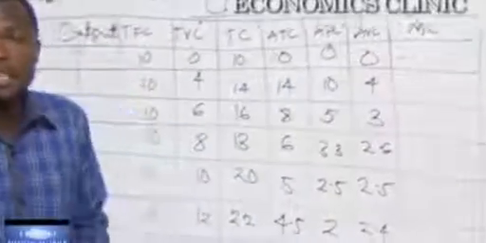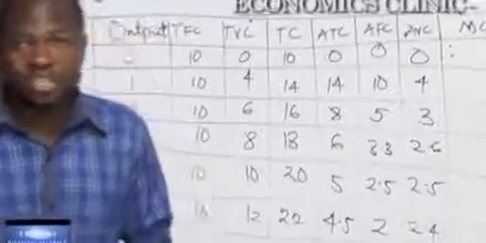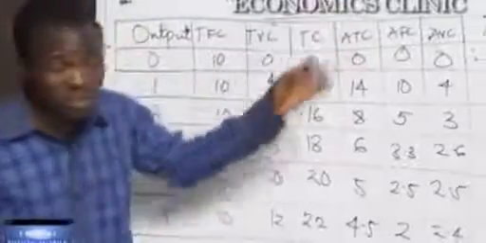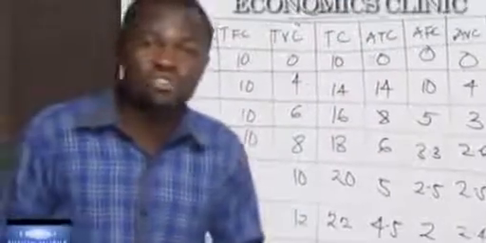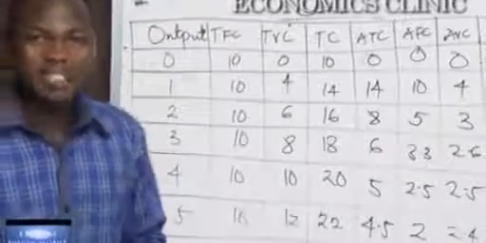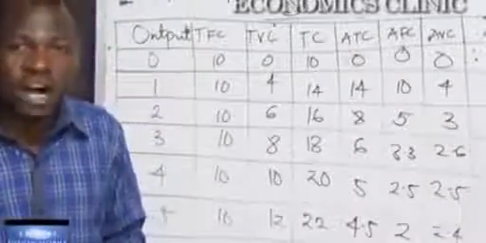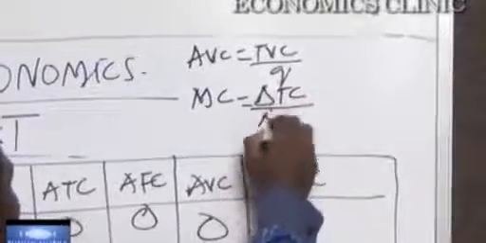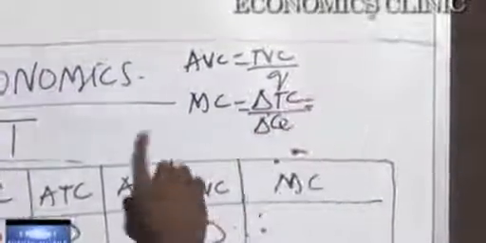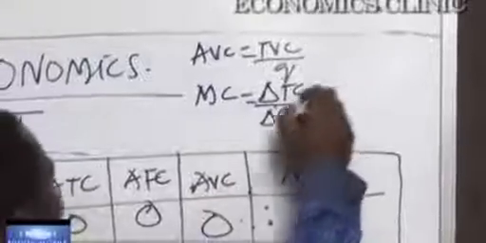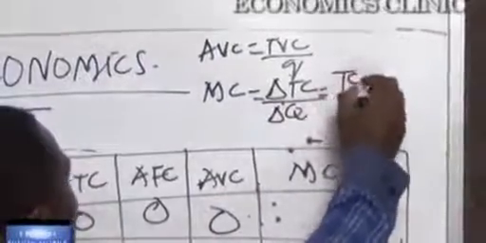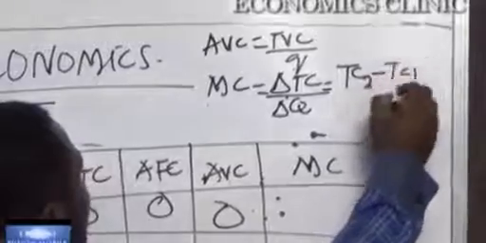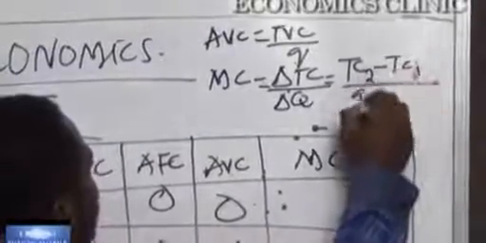The next one is marginal cost. Keep in mind that marginal cost, as the name implies, is an addition to total cost as a result of producing an extra unit of output. And don't forget that I said marginal cost equals change in total cost divided by change in quantity. Also, the change in quantity here means quantity 2 minus quantity 1.